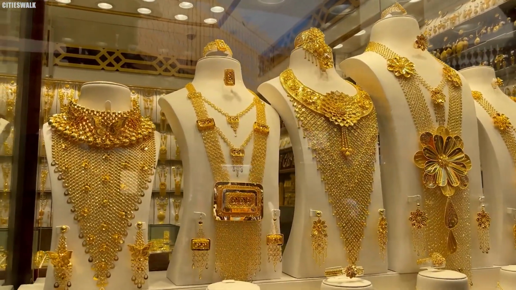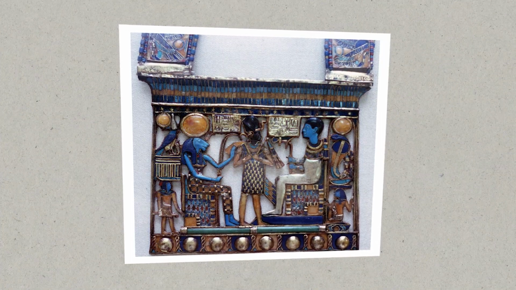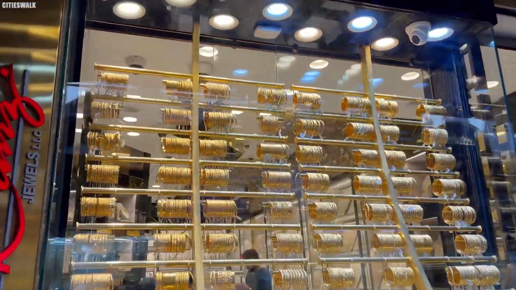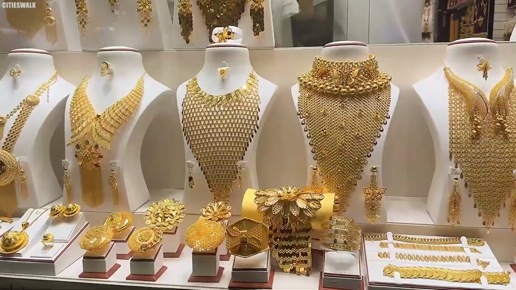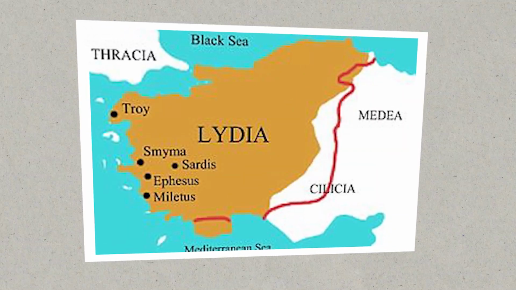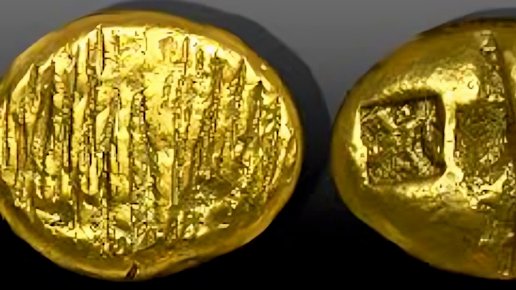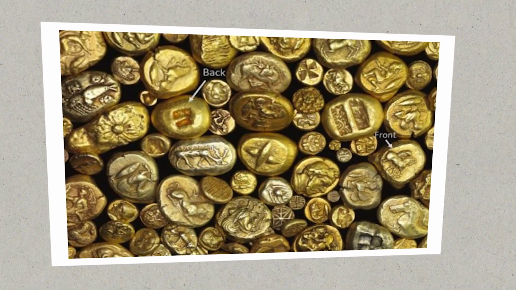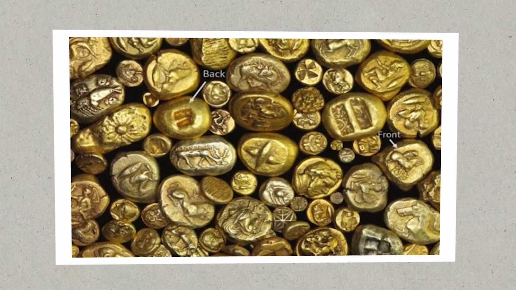The Egyptians used it for jewelry, religious artifacts, and funerary items. The Mesopotamians crafted intricate jewelry and statuettes, and the Chinese incorporated gold into their currency system early on. Generally, gold played a pivotal role in trade and commerce. Ancient kingdoms like Lydia even minted the first gold coins around 600 BC, revolutionizing economies by introducing standardized currency.